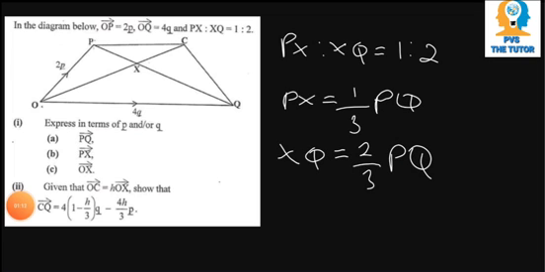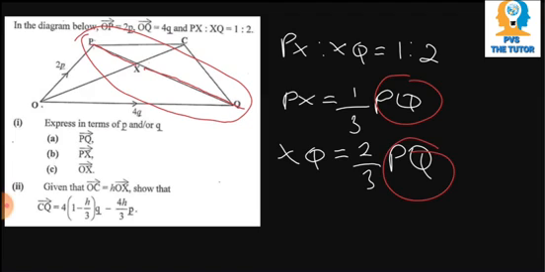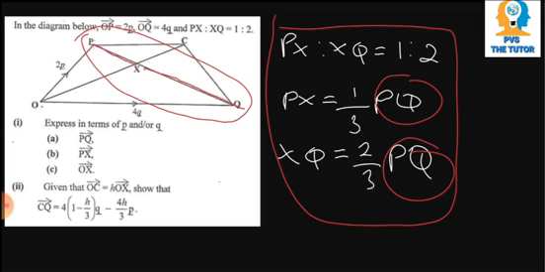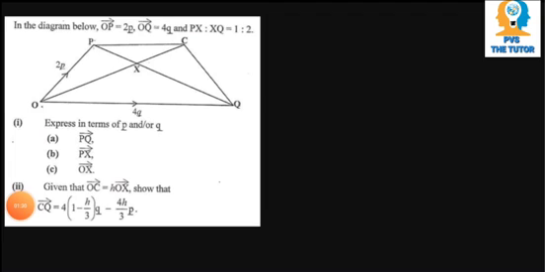We need to take into consideration that PX and XQ are all lying on this line PQ. Hence, they must be expressed along with PQ. So this is what we first need to know. We can go on and answer question 1A, which says express in terms of P and or Q.